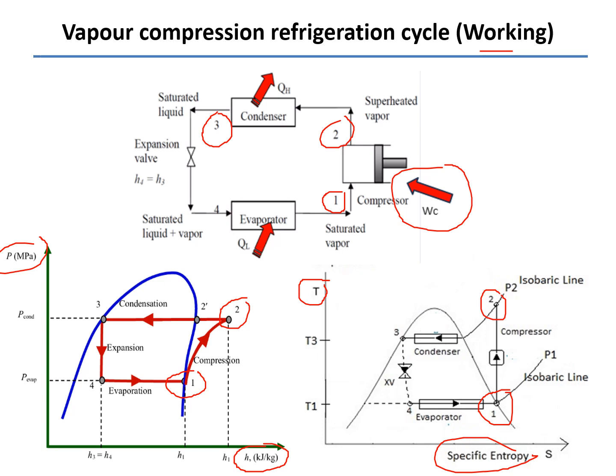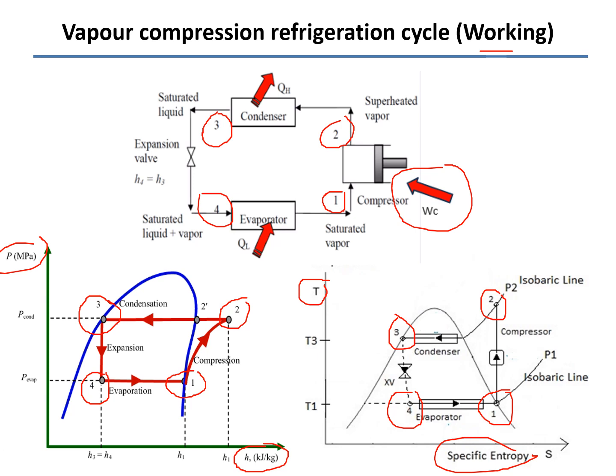So 2 to 3, this is the process in the PH diagram, and this is the 2 to 3 process in the TS diagram, you see. Then 3 to 4 is the process in the expansion valve. This is the expansion process in the PH diagram, and this is the 3 to 4 process in the TS diagram. And 4 to 1 is the process in the evaporator, where the heat extraction takes place, so that we get some cooling effect.